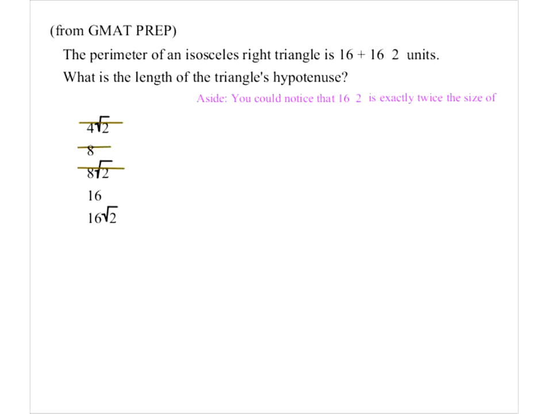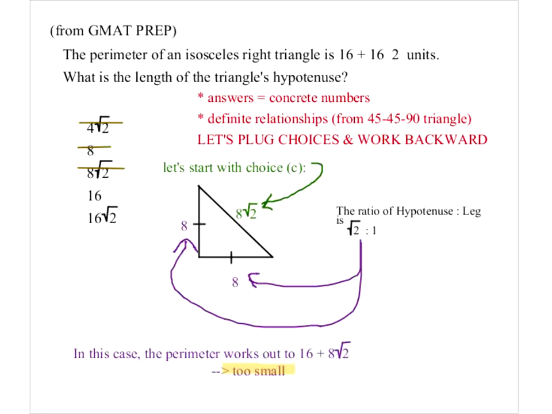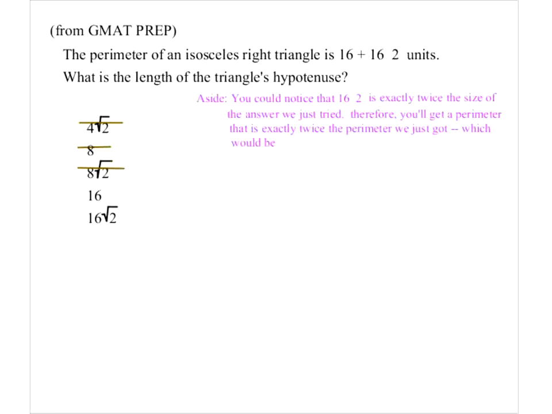Therefore, you'll get a perimeter that is exactly twice the perimeter we just got, which would be 16, because the perimeter we got last time was 16 plus 8 square roots of 2. That came from plugging in 8 square root 2. So if we plugged in a number exactly twice that big, we would get a number twice as big. So that would be 32 plus 16 rad 2.